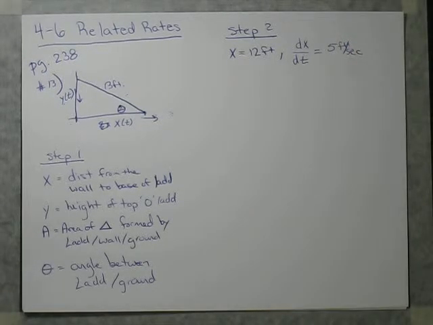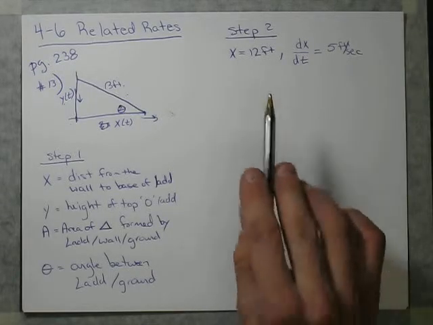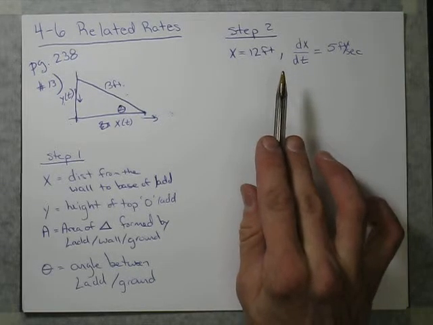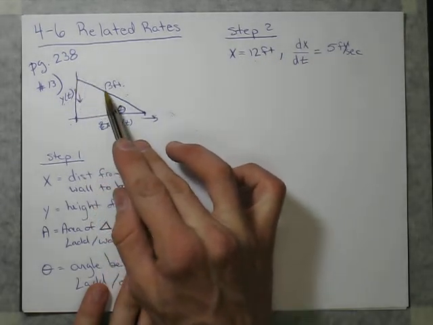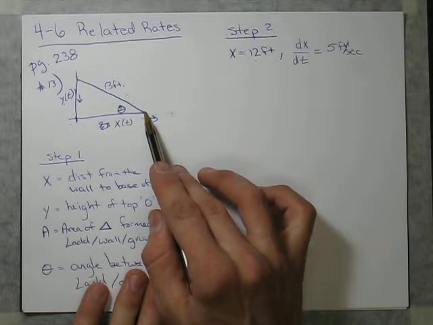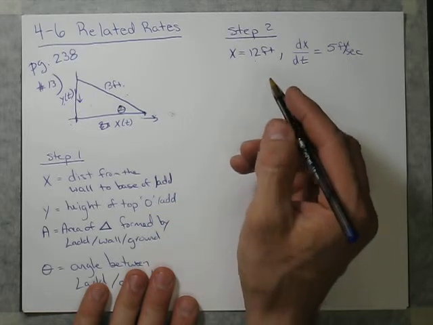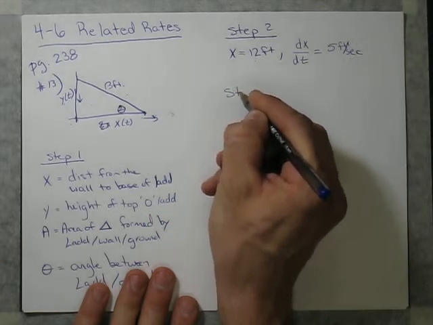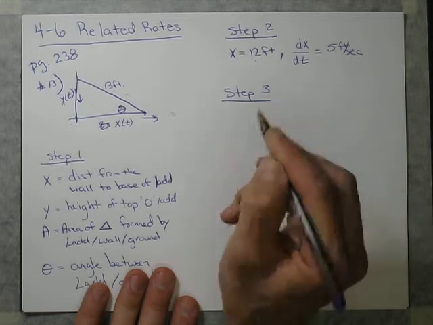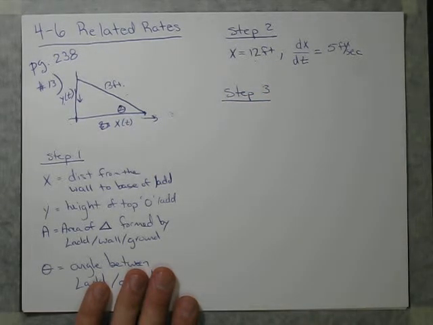So step 3. Are we done with step 2? I'll tell you we are, because we've named the numerical values. Now 13 is already a constant. The ladder is not changing at all. It's just 13. All right, what are we supposed to do in step 3? It says, step 3, you want to write down what we're asked to find. So what are we asked to find?